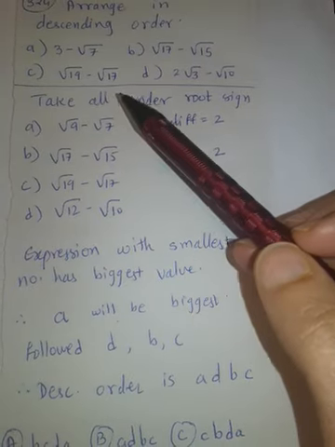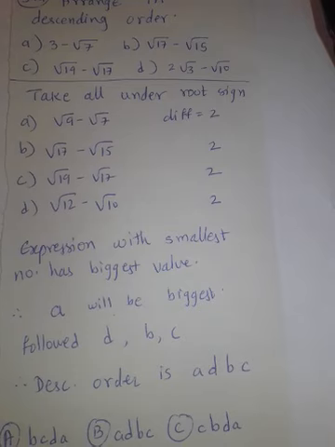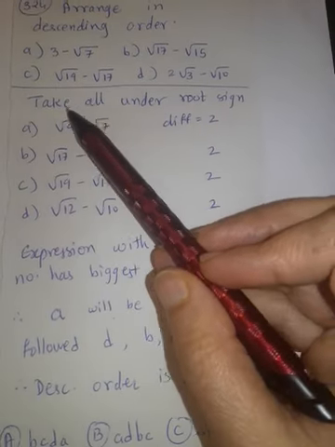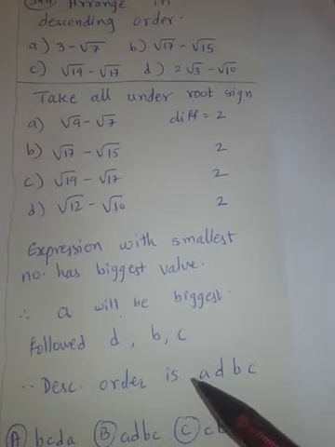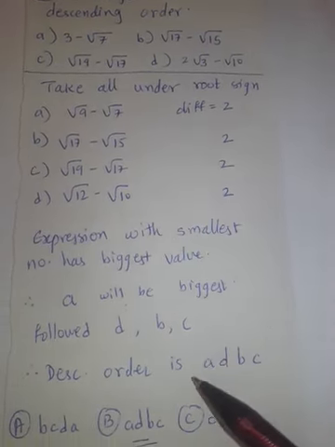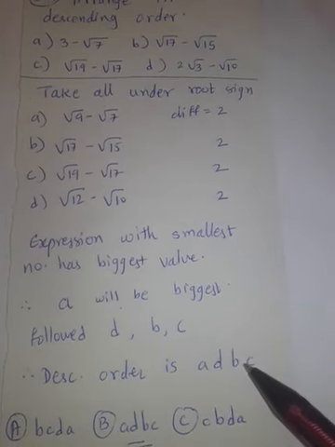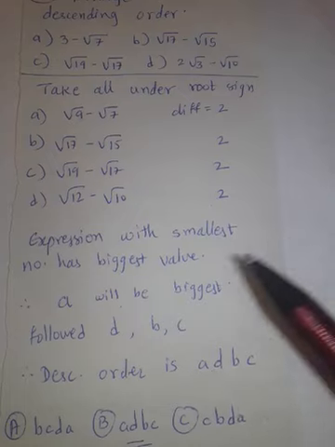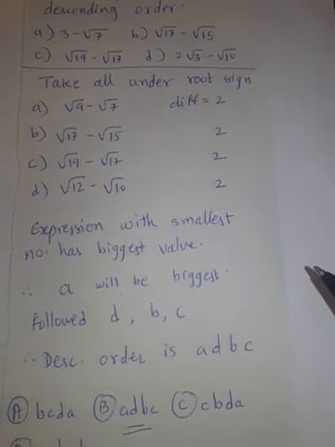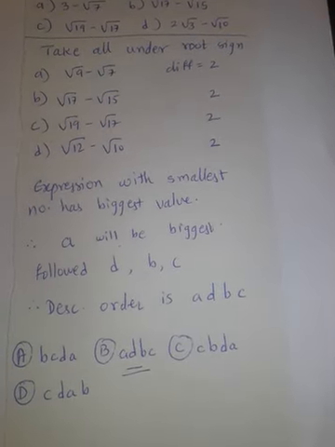Aur ascending hai ki descending hai, wo dekhna padega. Ascending means lowest to highest. Descending is highest to lowest. Isme iska value highest hai. So A followed by D and then B and then C. If they had asked us ascending, to wo aata C, B, D, A. Ekdam ulta. Ascending hota to vaise aata. Got the answer? Let's solve one more.